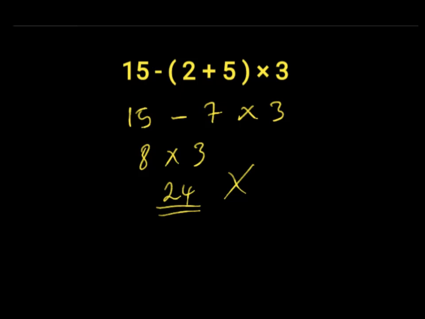24 is the wrong answer to this question because we did not work with the order of operations, which is PEMDAS. In PEMDAS, we have parentheses, exponents, multiplication, division, addition, and subtraction. Multiplication and division have equal priority, as do addition and subtraction, working from your left to your right in order to arrive at a correct answer. Let us solve for the right answer to this question.